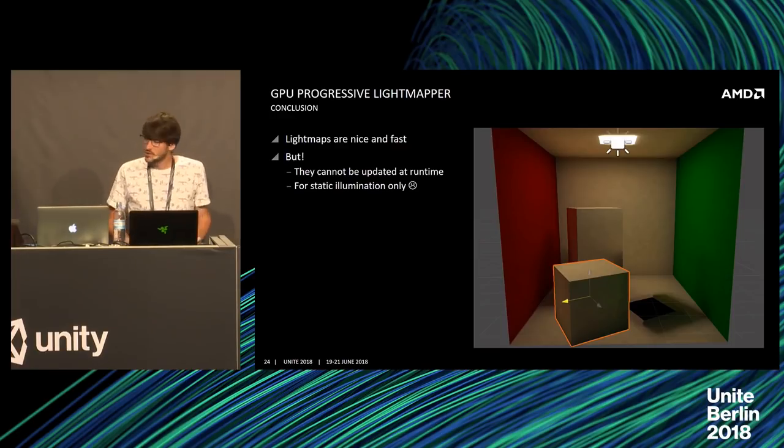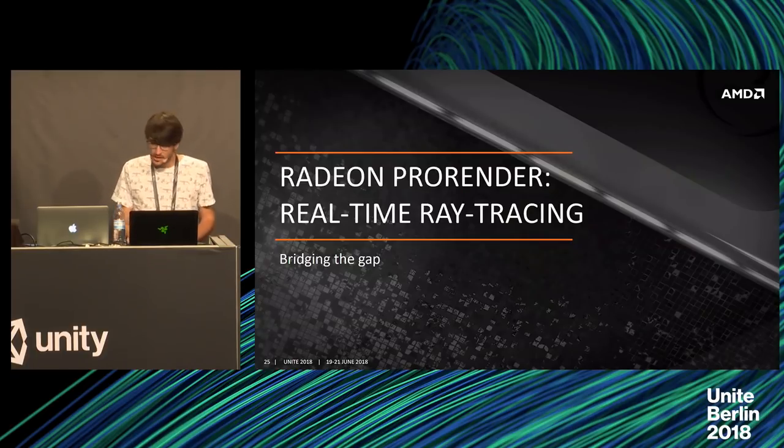Okay, so light maps are very nice. They're fast, they give you high quality, but ultimately they're limited. They cannot be updated at runtime, at least not without a severe cost. So they're for static illumination only. That's static geometry, static lighting. So that brings me to my next topic, which is real-time ray tracing with ProRender.